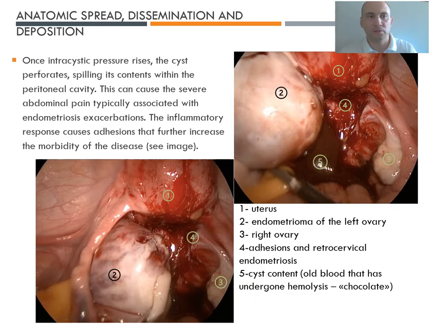Once intracystic pressure rises, the cyst perforates, spilling its content within the peritoneal cavity. This can cause the severe abdominal pain typically associated with endometriosis exacerbations. The inflammatory response causes adhesions and further increases the morbidity of the disease.